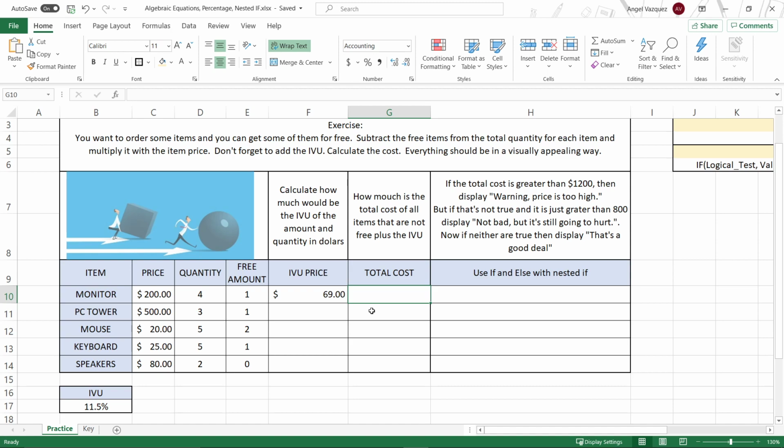So let's put total cost will equal 4 minus free amount, the quantity minus the free amount, which is 4 minus 1 in this case, multiplied. We could put that in parentheses. We're going to multiply that result by the price, and then we add the EVU price.